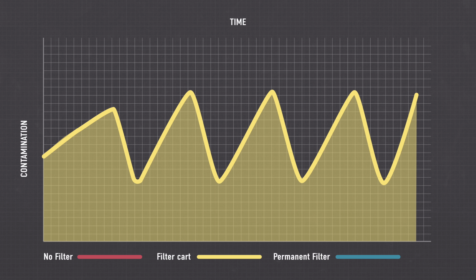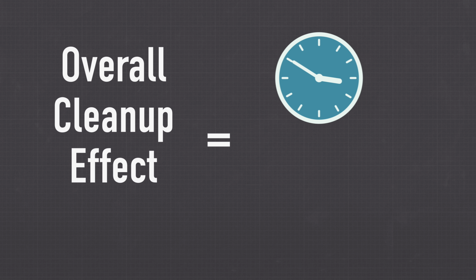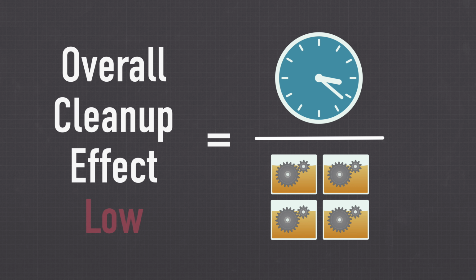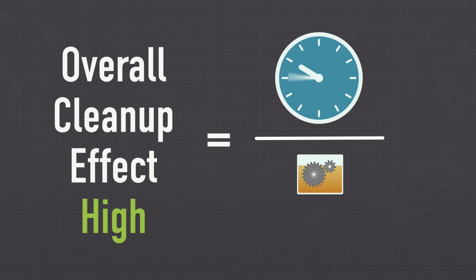Well, this is the Sawtooth Curve, and it is a depiction of the oil cleanup process when using a filter cart. It comes down to simple math. The overall cleanup effect of any given filter cart is a function of how long it can run on an asset divided by how many assets you intend to filter. The longer the filter time, or the fewer the number of assets to filter, the cleaner the oil will be.